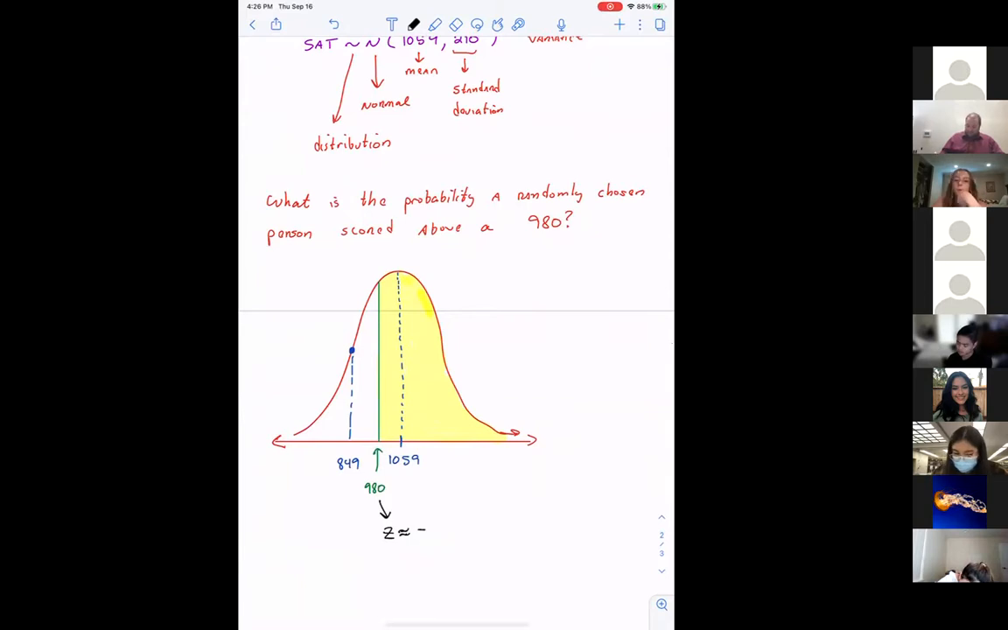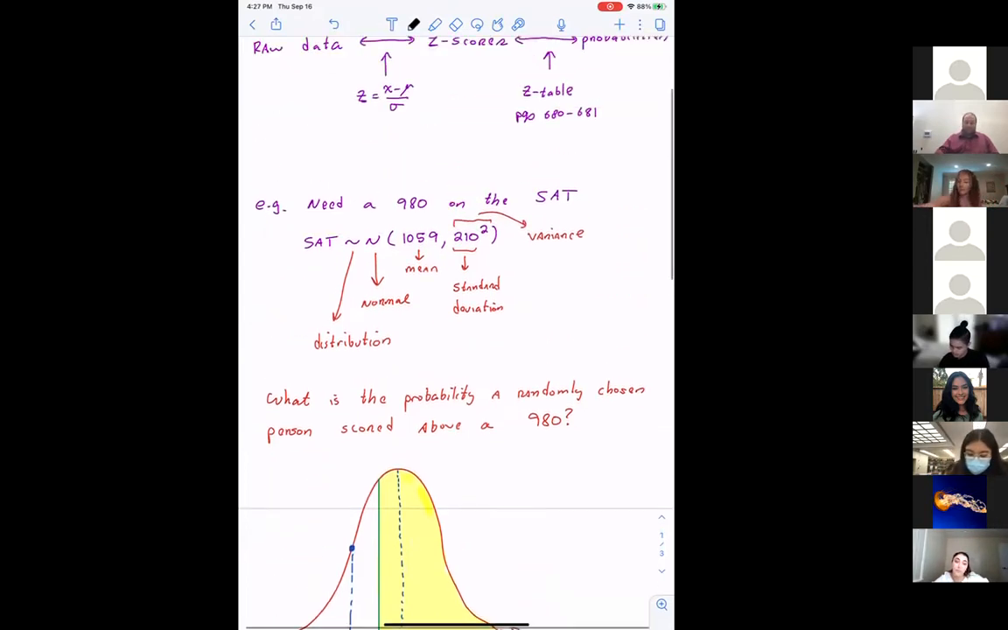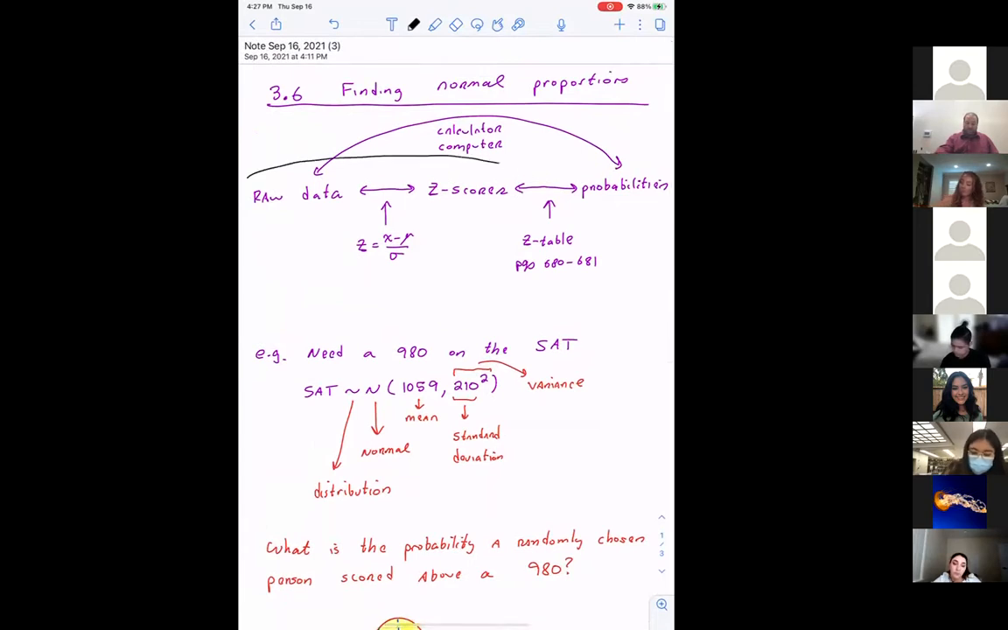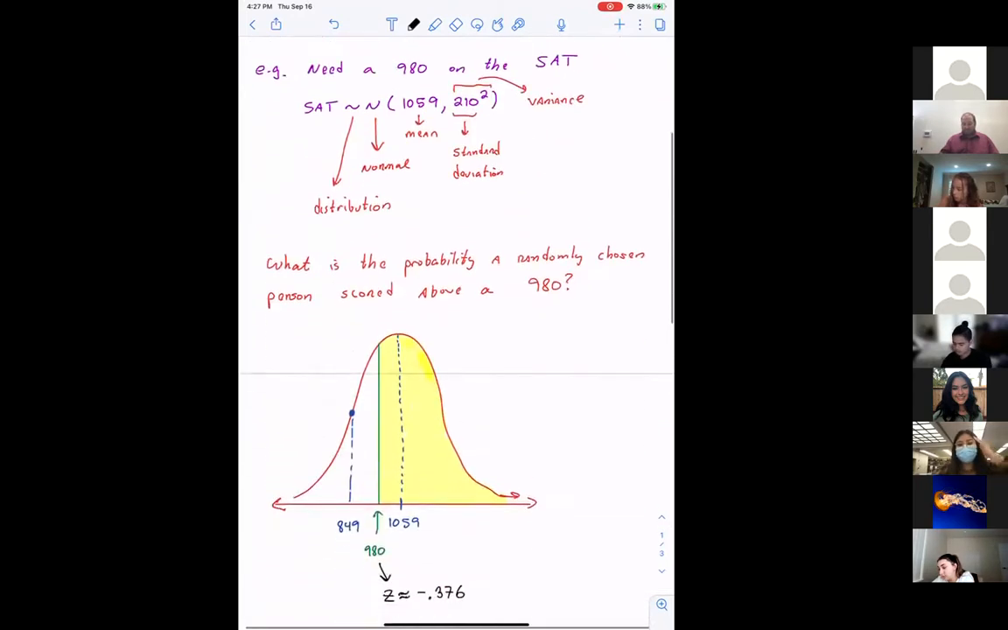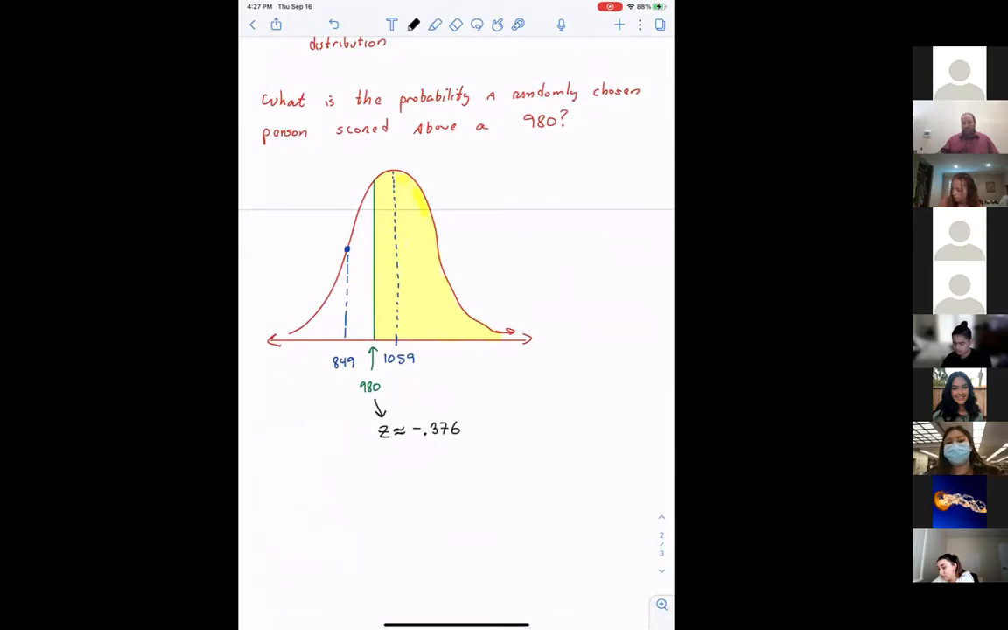Okay. So I get negative 0.338, 3.8, which I saw in chat, but let's go to 2 or 3 decimals. So it's approximately negative 0.376. And this is what I mean, by the way, up above, that raw data and z-scores are connected via the z-score formula. You can go from one to the other if you know either one. In this case, I can go from raw data to my z-score. So I have negative 0.376.